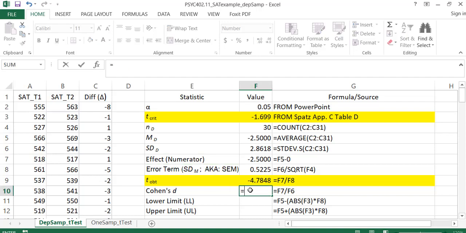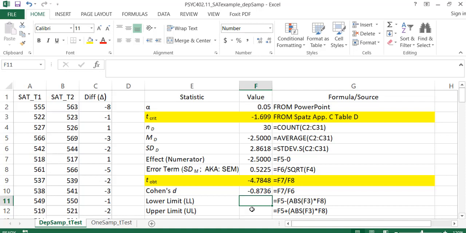For Cohen's d, we're simply going to take the effect and then we're going to divide by the standard deviation of the difference. And so from this, we can see that most individual scores are changing, and in fact, they're changing by 0.87 standard deviations. So from time 1 to time 2, we're seeing a change of about 1 standard deviation.